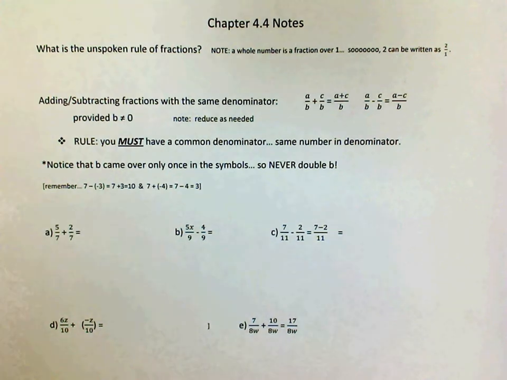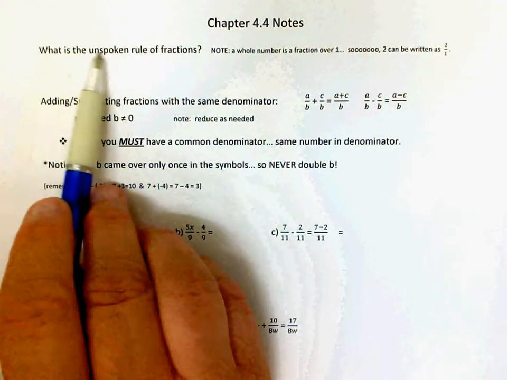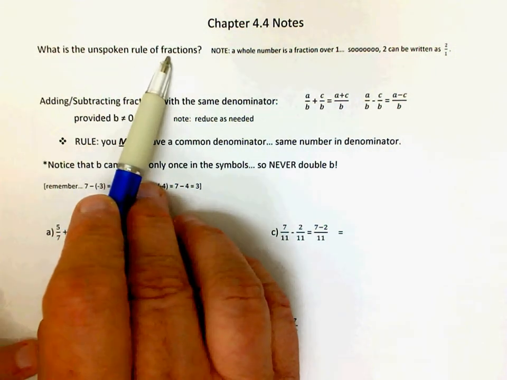Now with chapter 4.4 we are getting really exciting here. This is where a lot of people get confused, and a few people, not many, a few people get really excited about this. So, what is the unspoken rule of fractions again?